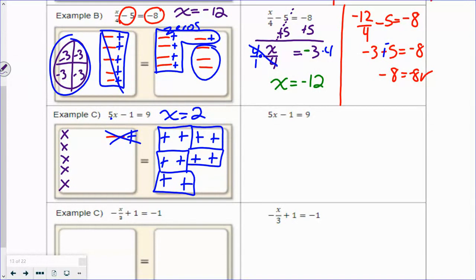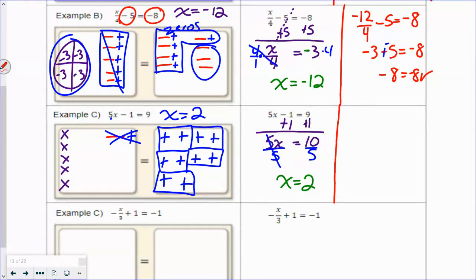All right, I need to add a 1 on both sides because that's the opposite of subtracting 1. 5x equals 10. Stops in multiplication, division. 10 divided by 5 is 2.